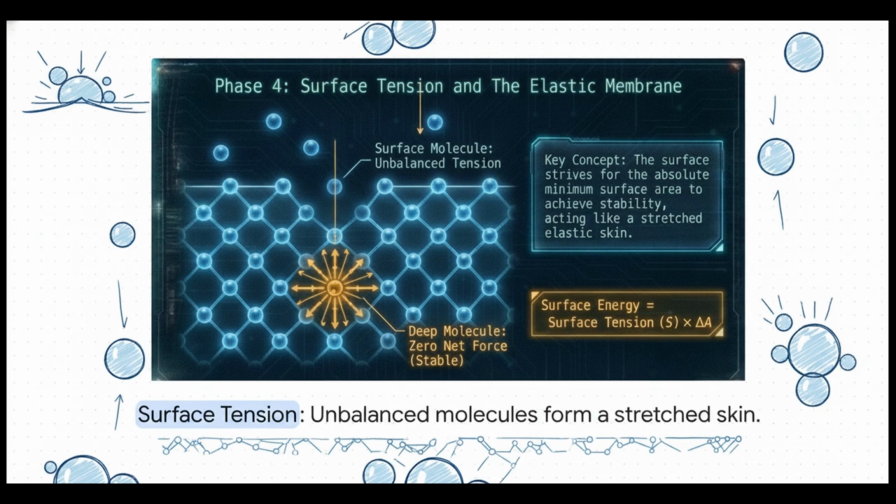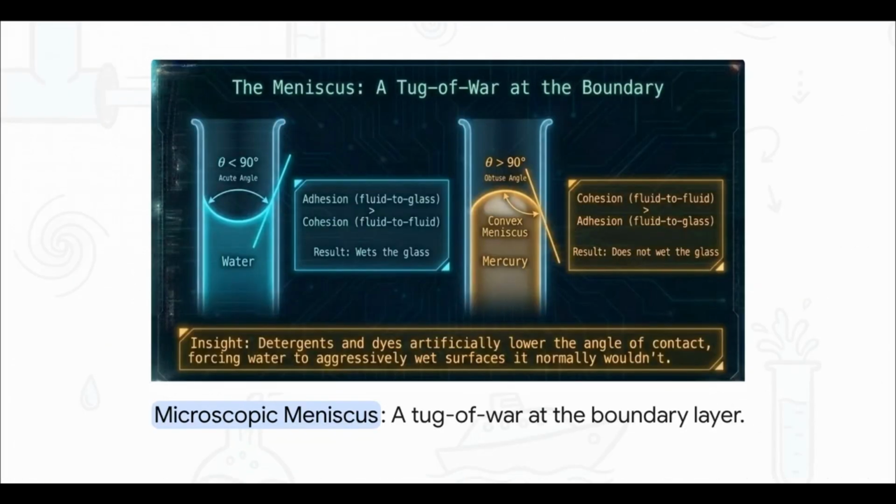This makes the surface act like a stretched elastic skin that aggressively strives for the absolute minimum surface area to maintain stability. That is exactly why water droplets naturally form spheres. A sphere literally has the smallest possible surface area for a given volume. This tension triggers a microscopic tug-of-war right at the boundary of a glass. With water, its adhesion to the glass is stronger than its own internal cohesion, so it literally crawls up the side, creating a dipping, acute angle that wets the glass.